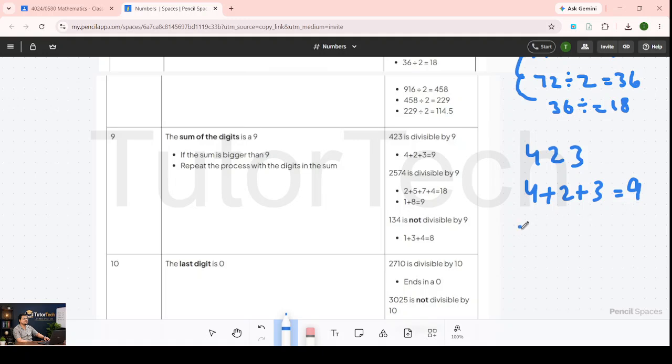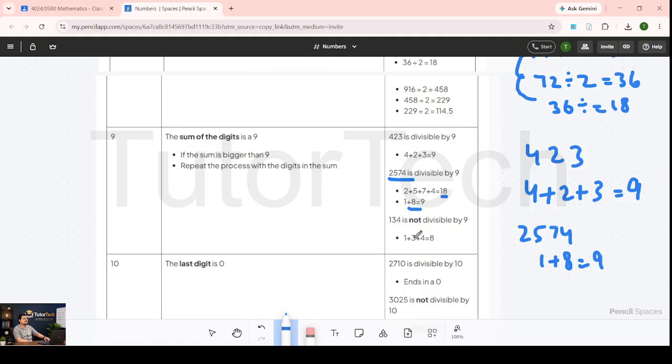We have another number, which is 2574. When you sum all of these digits, you will get 18. And 18 is 1 plus 8. When you do 1 plus 8, it gives you 9. It means this number, 2574, is divisible by 9.